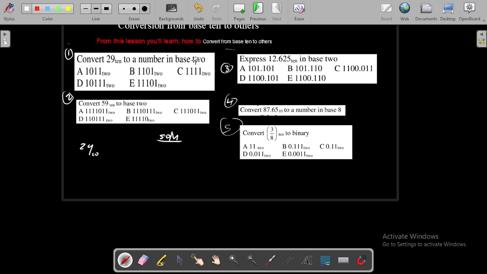Base 2 means that we are dividing by 2. So you put it in a division mode. We have 29, and you divide it by 2. Before I divide it, I would like to explain something here.